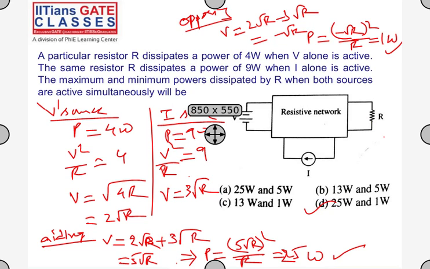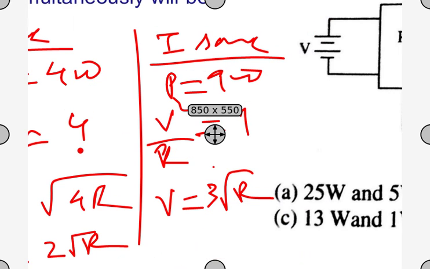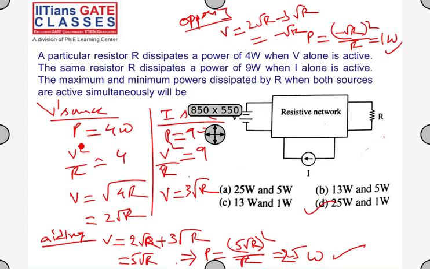So you have to convert these powers into voltages. Power is equal to V square by R or I square R. I have used V square by R here; you can use I square R also. What I got: V square by R is equal to 4. V is the voltage across this resistor. I can call it V dash for your clarity. V dash is nothing but the voltage across the resistor.